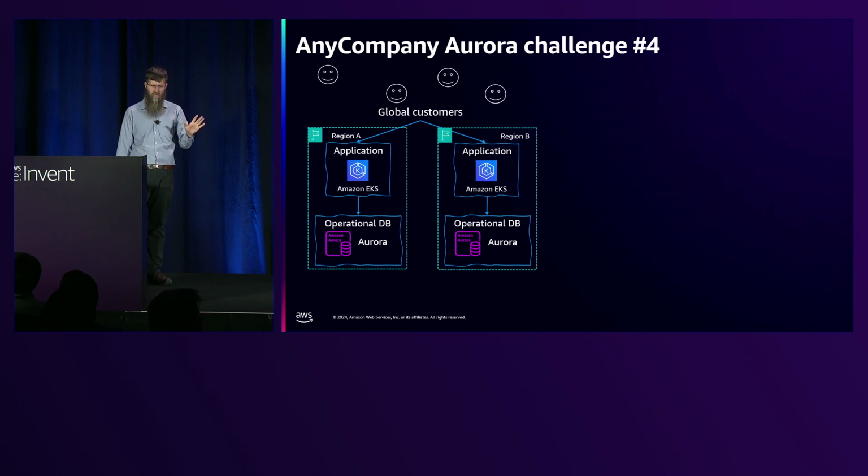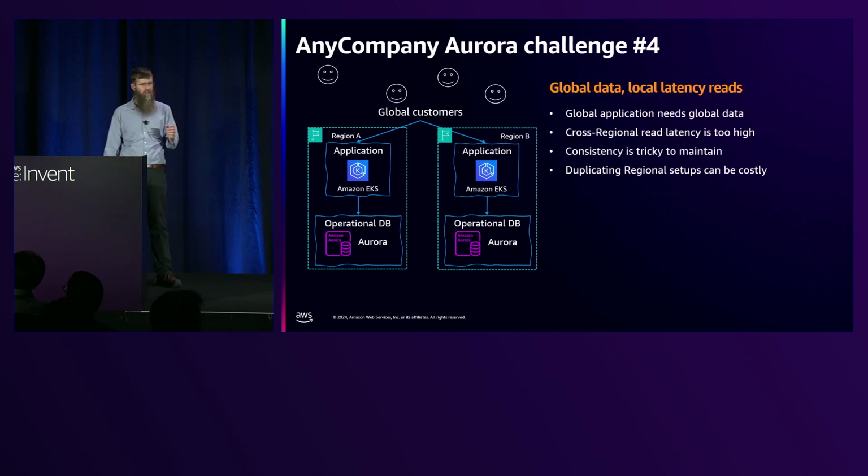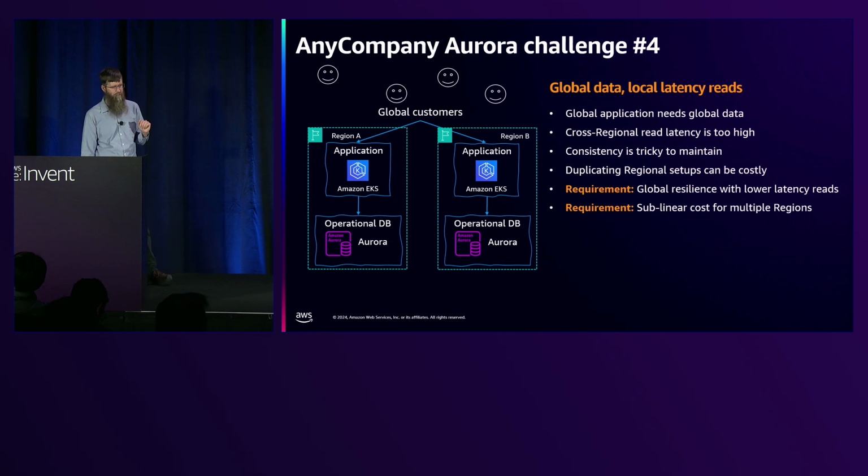Challenge number 4, things are going great. We're going global now. So over on the left, we have region A, which is what we had before, and then we've just cookie-cutted the same thing over into region B so we can get some global resiliency, right? Now, you could build this yourself. You'd have to write all this software and keep it up to date yourself. So what they want to do is get rid of some of that cross-region read latency. They want to maintain consistency as best they can. They don't want to write all this software themselves, right? So they want global resilience with low latency reads and sublinear cost for multiple regions.